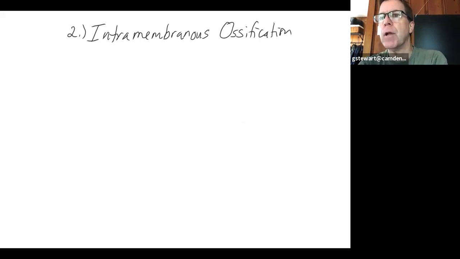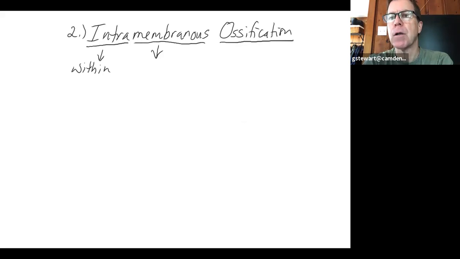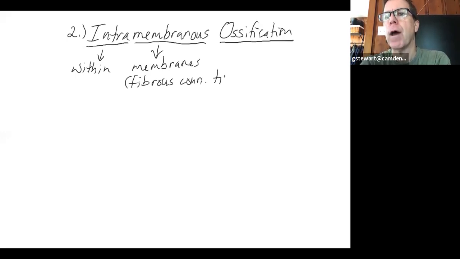So just like we did the last time, we know what ossification means. That means the formation of new bone or a skeleton. Intra means within. Membranous just means membranes. So we're not going to start with a hyaline cartilage model first. We're going to start with fibrous connective tissue. So I'll write that in parentheses. And you know now what bones exactly use this process to develop embryologically.